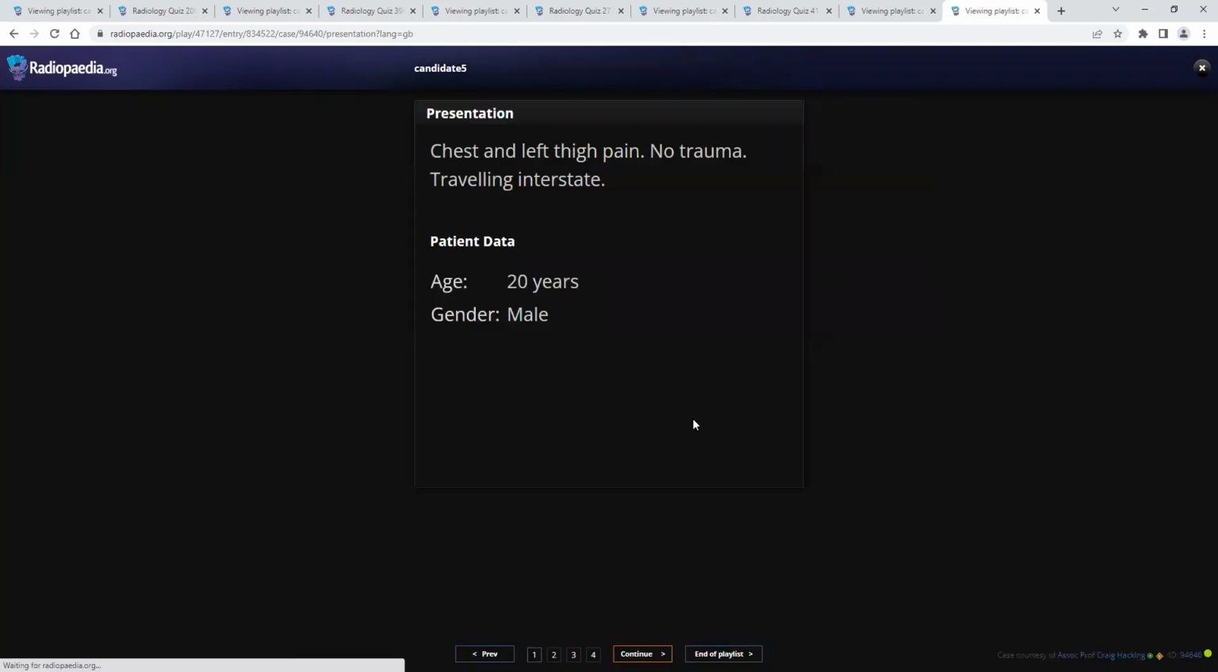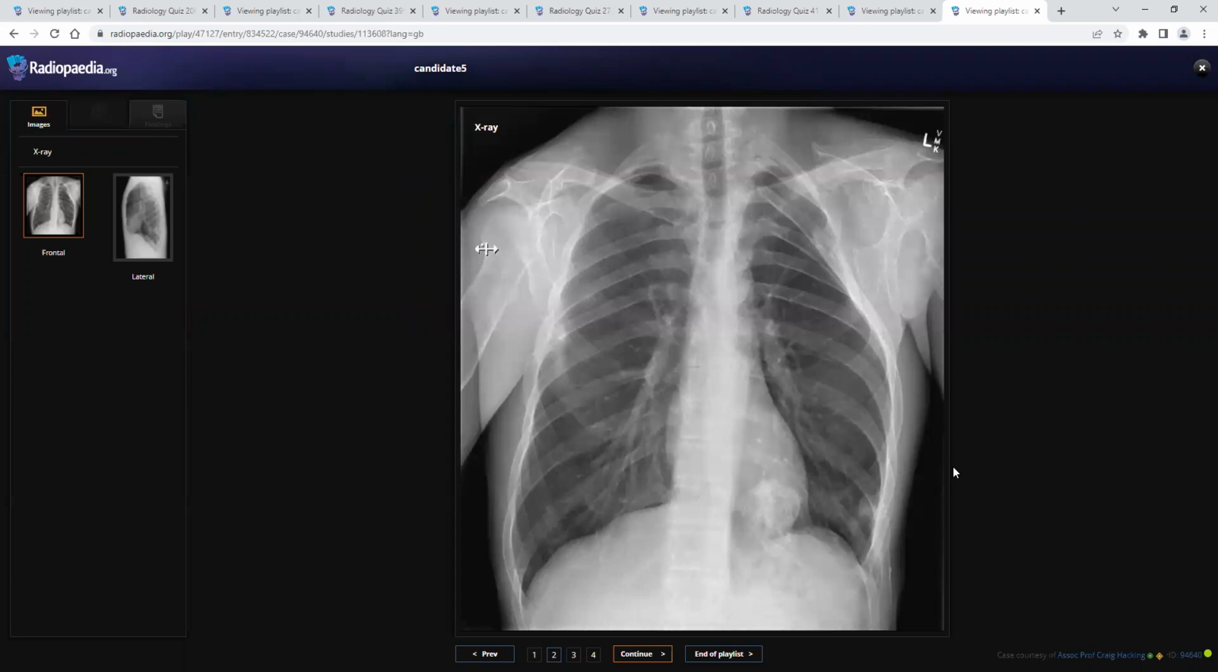Yeah, next case. So this is a 20 years old male with chest and left thigh pain, no trauma, traveling interstate. So this is a frontal chest radiograph of a skeletally mature patient. I can appreciate that there is a reduction in left lung volume with some abnormal configuration of the upper ribs.